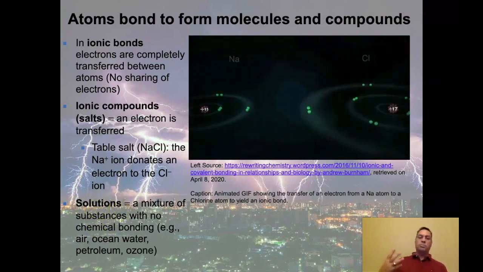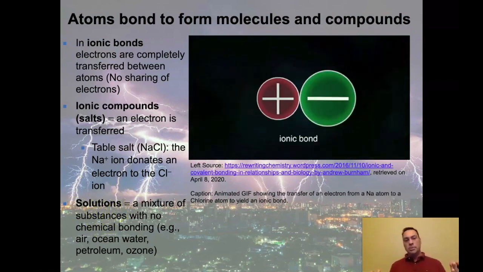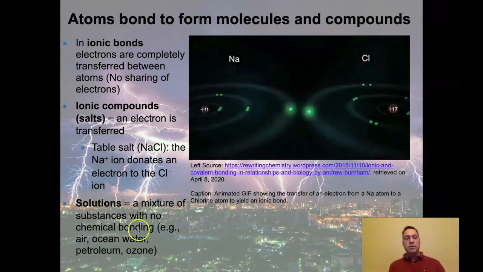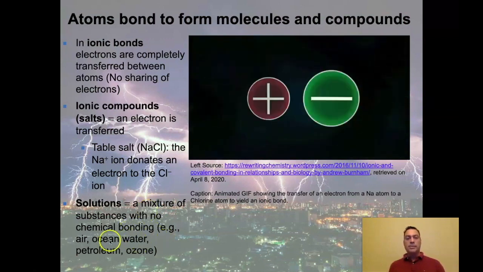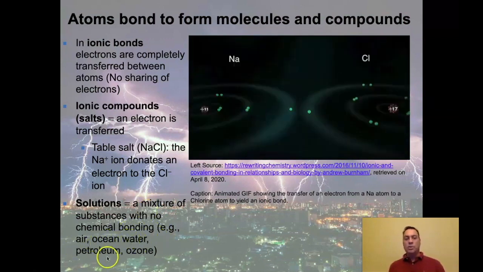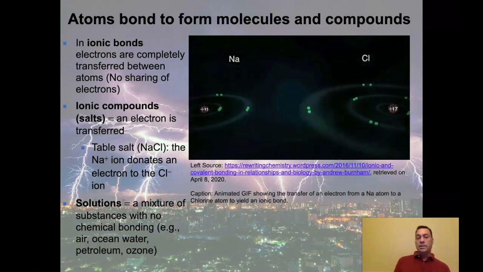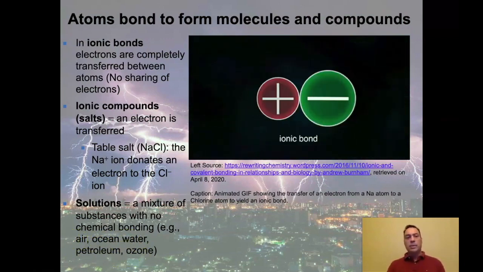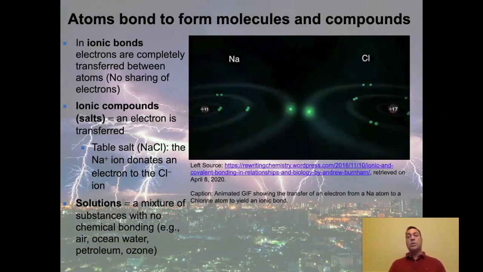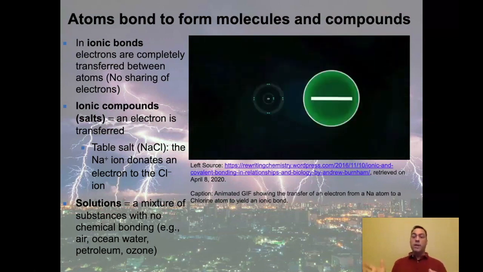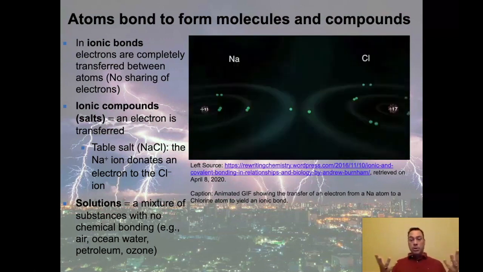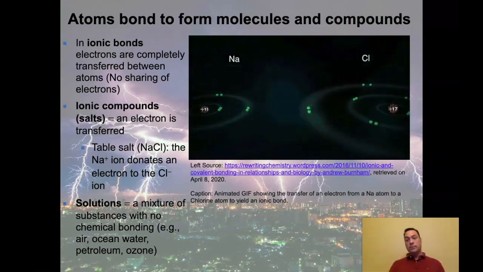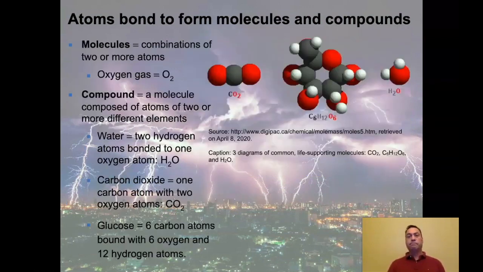Solutions are something that we're also very accustomed to in nature. It's a mixture of substances with no chemical bonding. So this happens with air, it's in ocean water, petroleum, ozone does this as well. So it's pretty common. So anyways, this is an ionic bond where there's no sharing of the electrons, whereas covalent bonds have either equal sharing or partial sharing.